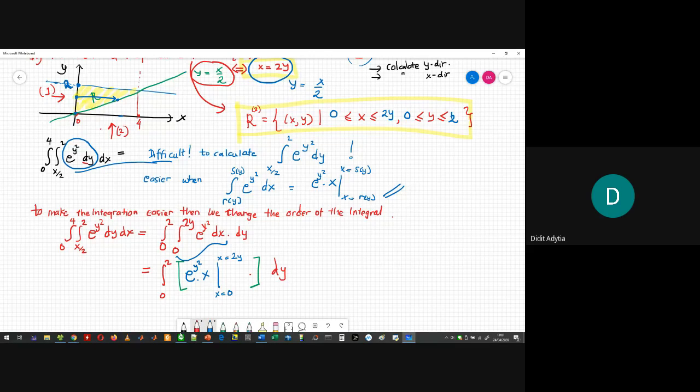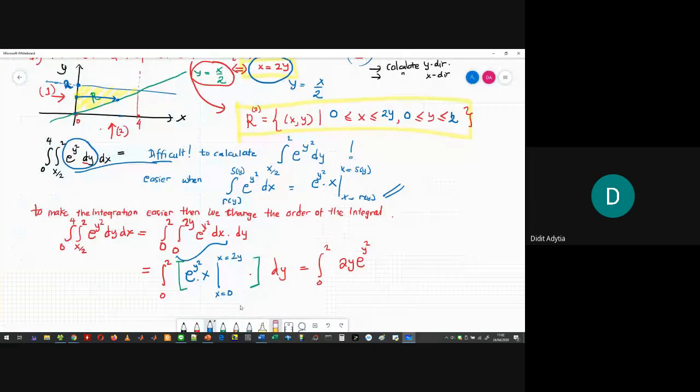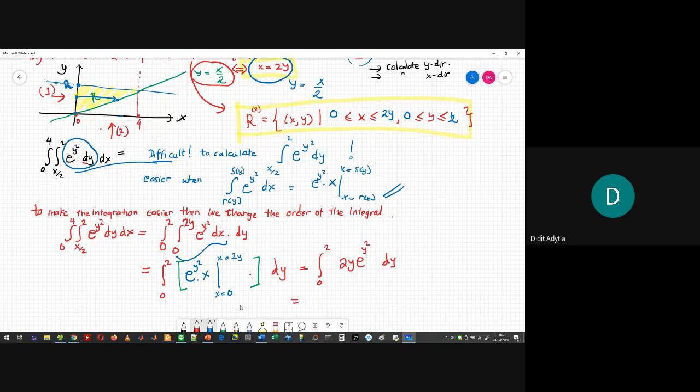And then from 0 to 2. Nah, ini berapa? 2x-nya kita ganti dengan 2y. 2y e to the power of y square minus 0. Okay, I will not write this. Benar gak ini? Benar ya? Sejauh ini benar. Is that correct? Yes, this is correct. It's dy.